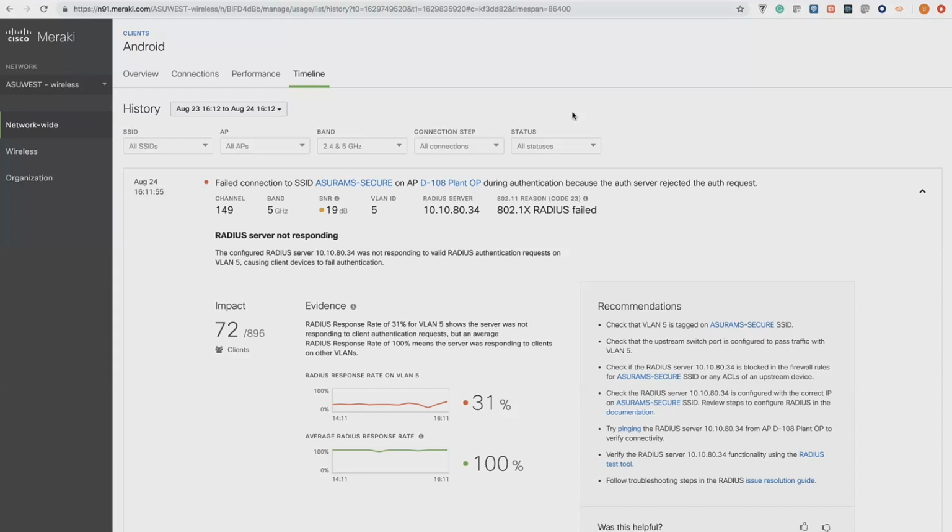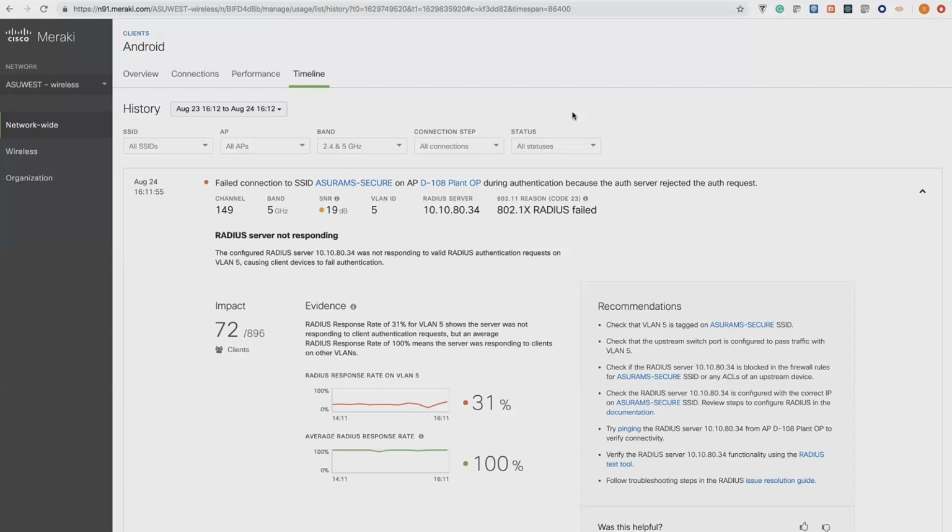Now, in this case, what you're seeing is something's going on with VLAN 5. This is an actual use case where a customer took a few hours to understand what's happening on a specific VLAN. And what we've done is we're showing you what happened with the client, what we've detected in a colloquial fashion, but then we're showing you the impact. This is where the contextual data comes into the picture. We're showing you the impact, we're showing you the evidence, and we're giving you recommendations.